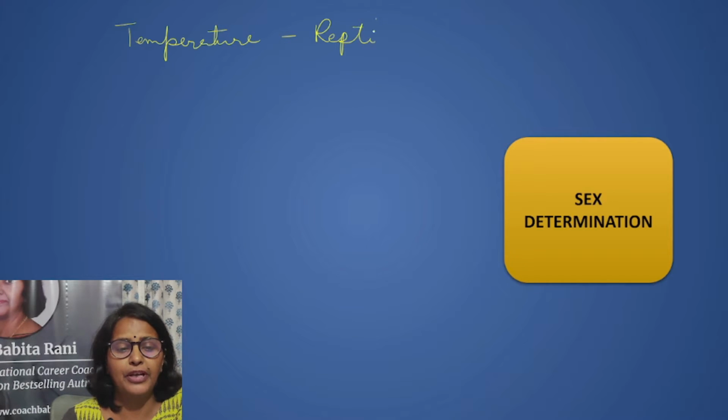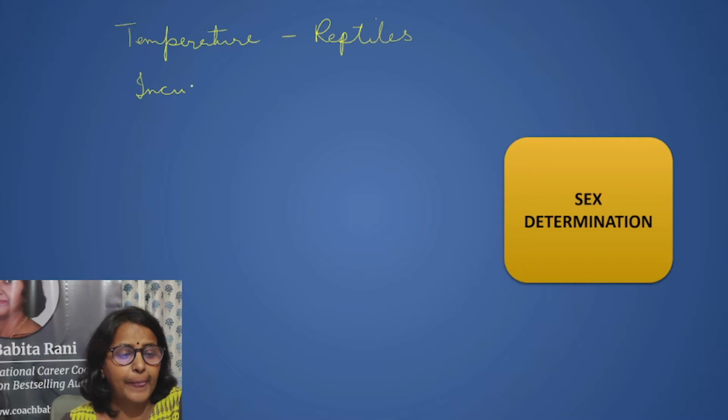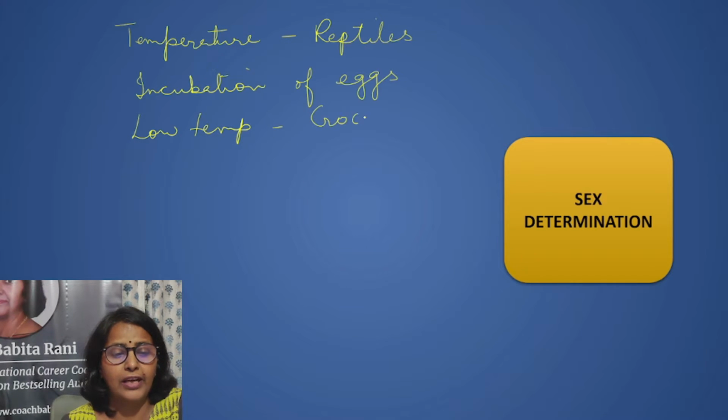How can temperature determine what sex is going to be developed? It is that incubation of eggs at certain temperature, if it takes place at low temperature, in case of crocodiles and lizards, it is a female.